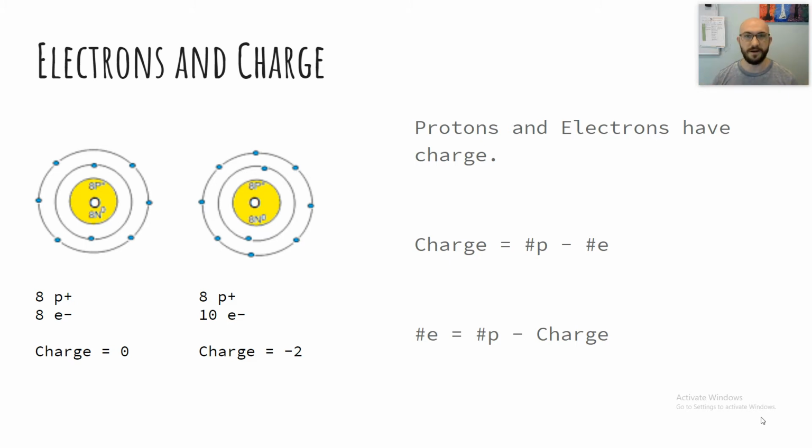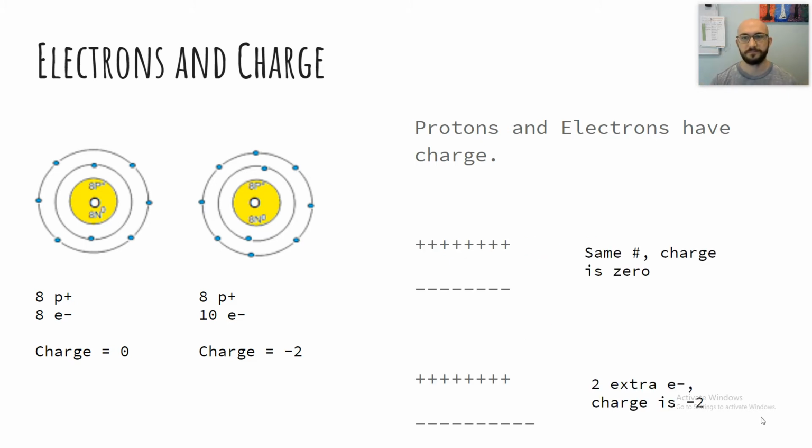There's another way of thinking about it, though. If you have the same number of positives and negatives, protons and electrons, your charge is 0. If you do not have the same number, you have a charge. In this case, on the bottom, I have 2 extra electrons, which means my charge is 2. And since electrons are negative, it's a charge of -2.